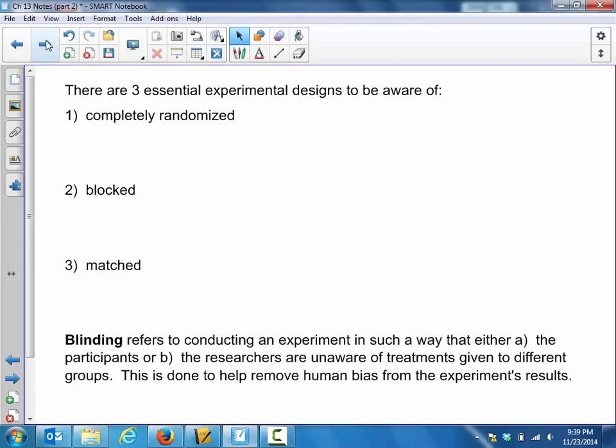Okay, last but not least regarding experiments, before we start to look at some example problems after we talk just a hair about observational studies. Blinding refers to conducting an experiment in such a way that either A, the participants, or B, the researchers, are unaware of treatments given to different groups. This is done to help remove human bias from the experiment's results.